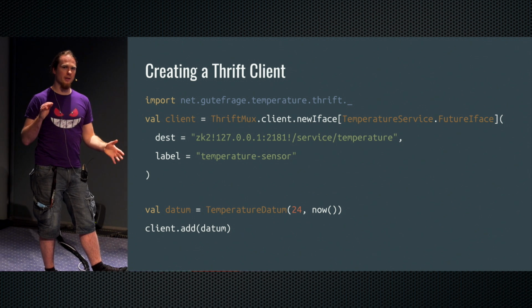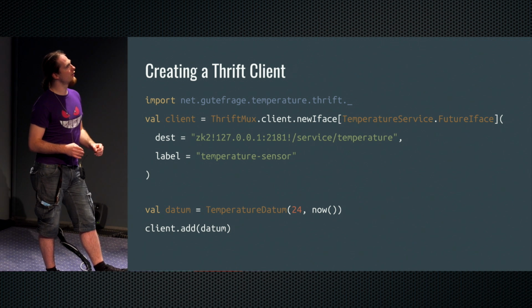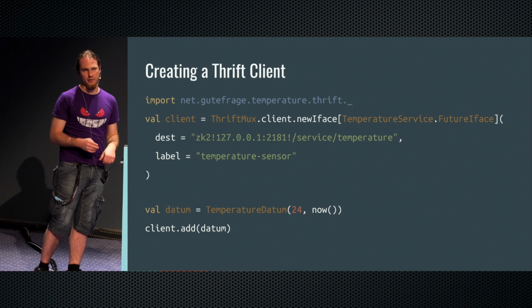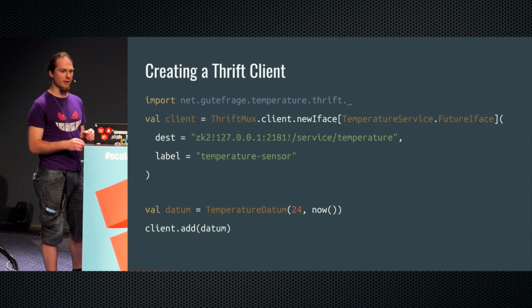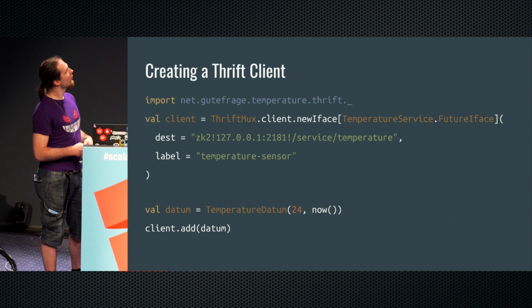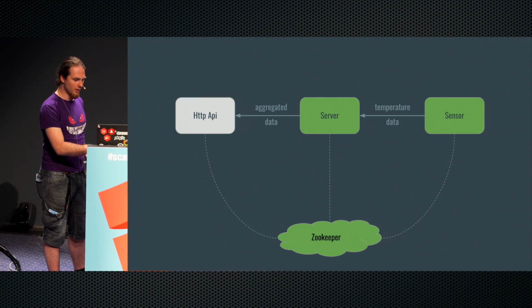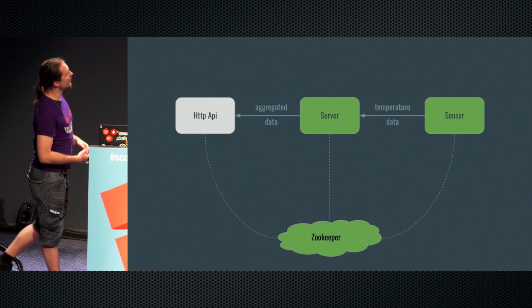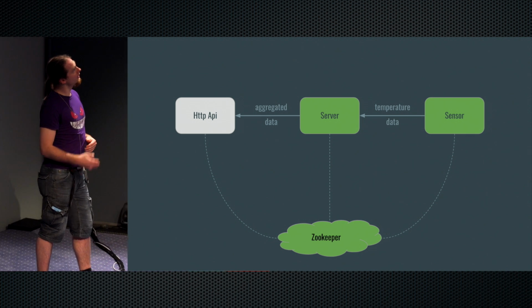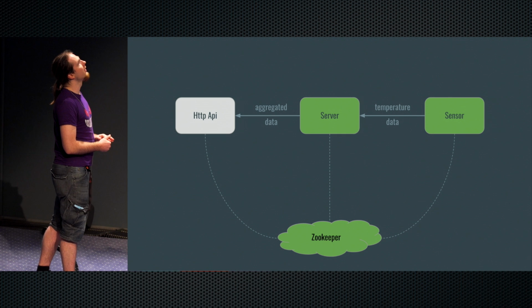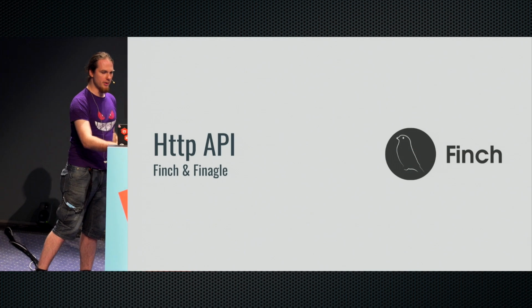And they have circuit breakers and a lot of strategies to handle failure. And no matter how much we crashed our infrastructure, Finagle was pretty happy and running. And this is all hidden behind these few lines of code. So we've come so far. We've built a server and a sensor talking to Zookeeper, and now we go to the HTTP API.